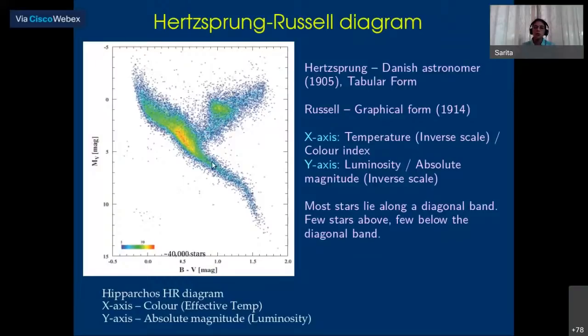Again, it is not filled up. Most of the stars seem to lie in a diagonal band. There are some stars up here and some stars here. It is very interesting to note that there is a certain pattern of the luminosity and the surface temperature. There is a relation. Now we all know what the relation between luminosity and effective temperature is, isn't it?